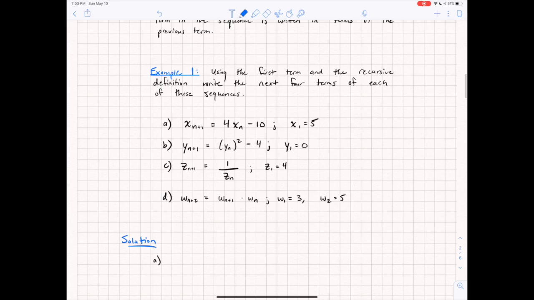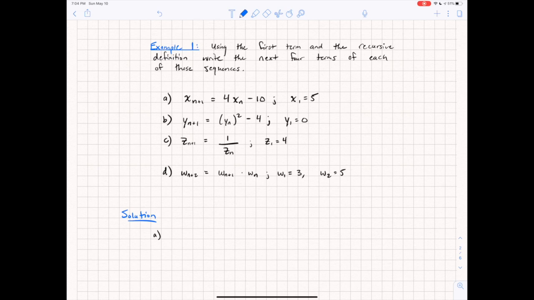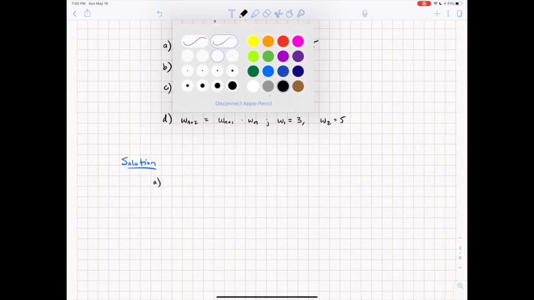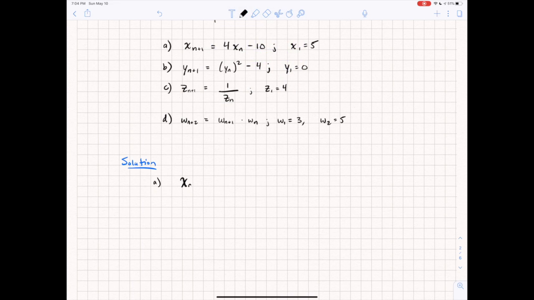Example 1: using the first term and the recursive definition given, which I'll explain in a minute, let's write the next 4 terms of each of these sequences. You'll see 4 different examples here, A through D, and we'll focus on the first one. I'm going to copy this down so we can take a look at it. It says x sub n plus 1 is equal to 4 times x sub n minus 10. And then I'm told that x1, my first term here, is 5. If I'm looking for the next 4 terms, then my task here is to find x2.